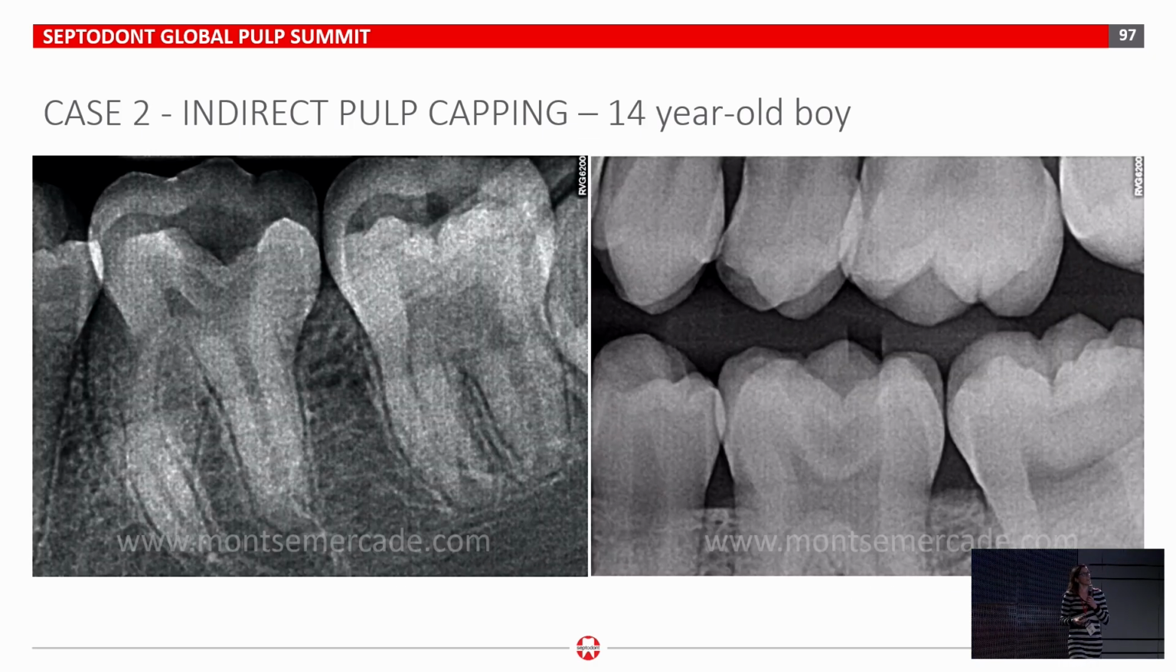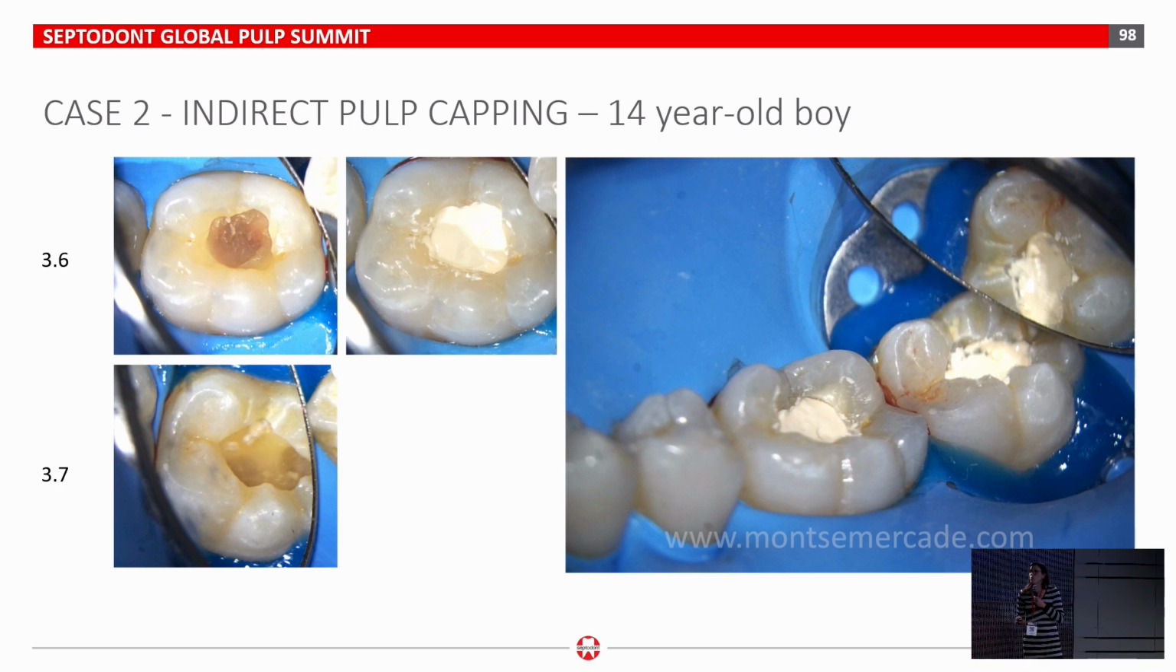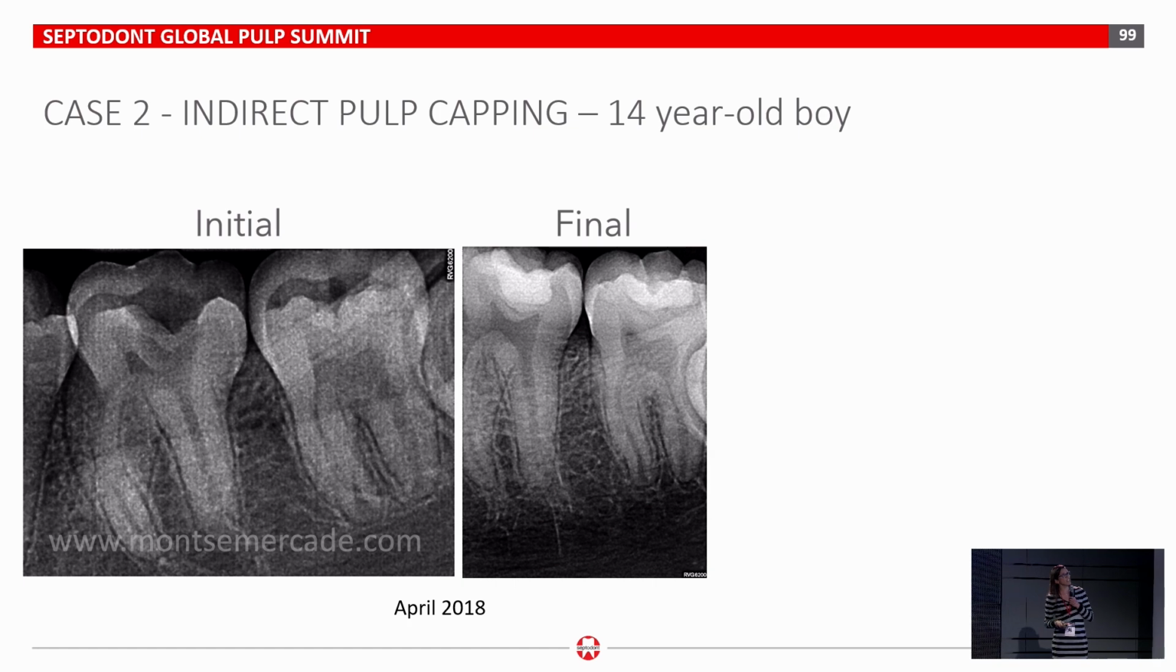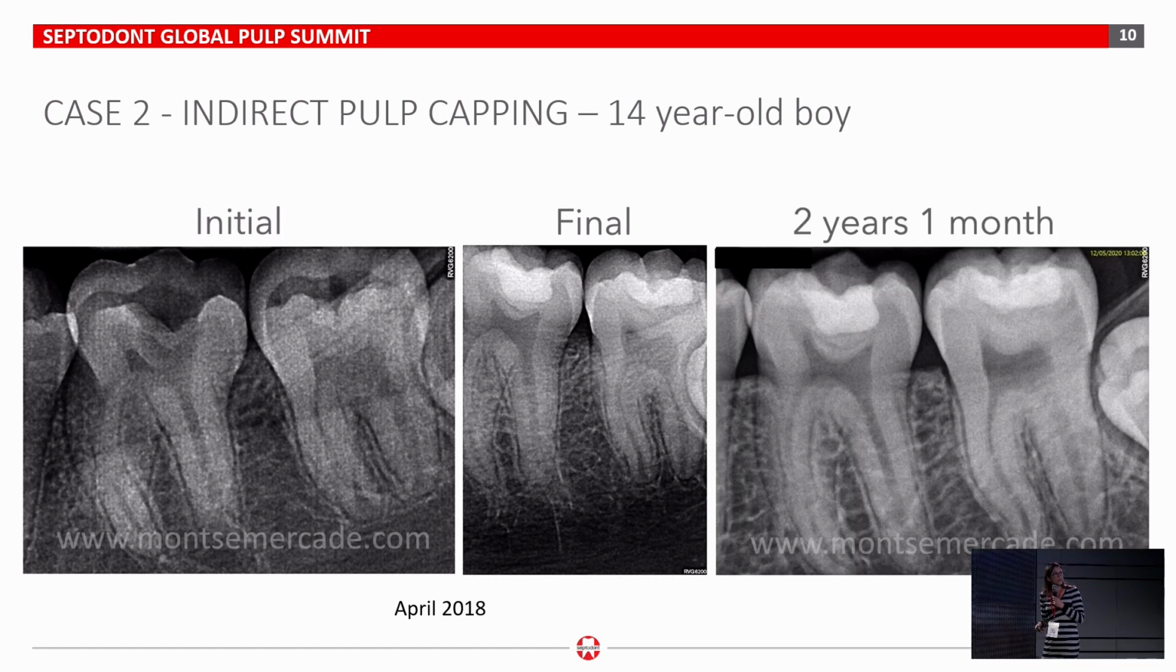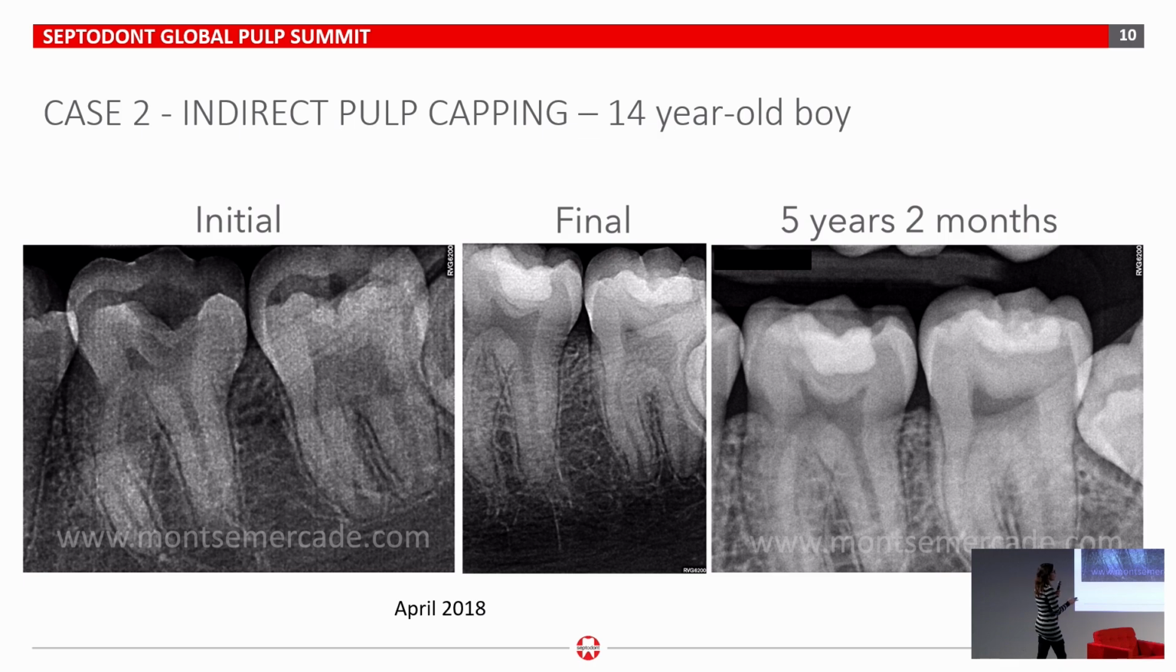And this is another case, 14 years old, and he came because he has pain in 36, and also he has a lesion in 37. And look, we see the abundant sound dentin. So we go for selective removal in both teeth with Biodentine. This is the final X-ray, 2 years and 1 month. I also see in my records this radiolucent layer, and for that reason I prefer that it's resin that is in the interproximal site of the tooth. This is 5 years and 2 months later.